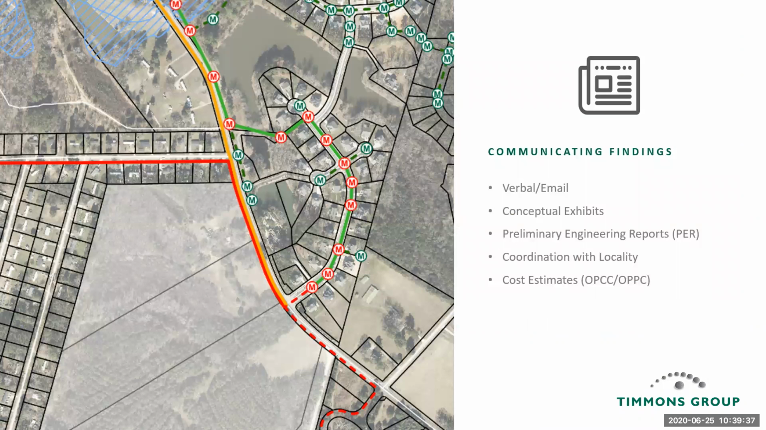Now, on to communicating our findings, moving away from the more technical side of things. Obviously, verbal and email are both very simple forms of communication. But if we determined that substantial improvements were necessary downstream, let's say $1 million worth of improvements, and all I did was provide a verbal notification to my client, saying, hey, guess what, you're going to have to spend $1 million to fix downstream sewer capacity, that probably wouldn't go over too well.